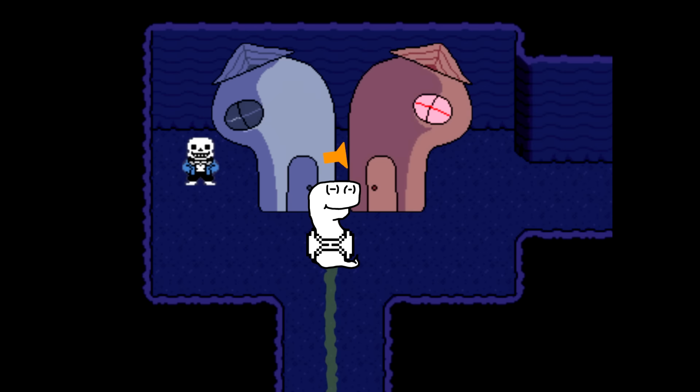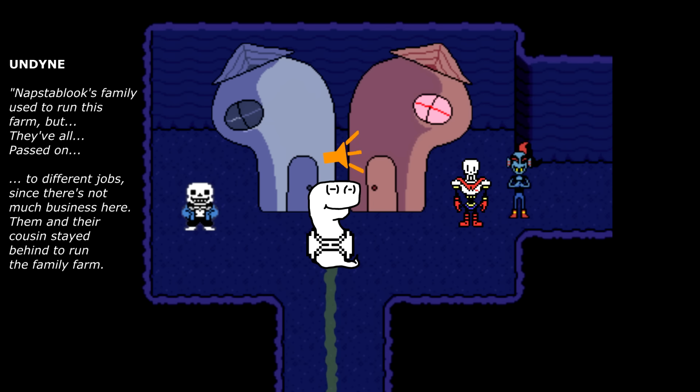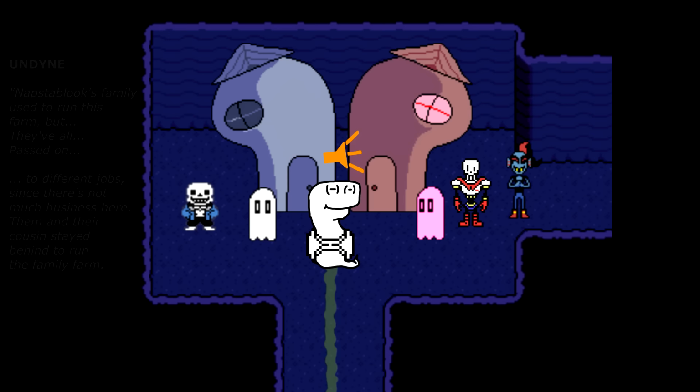It also makes sense that Sans and Papyrus are skeletons if they are native to the underground, and ghosts, like I've theorized. Undyne states that all of GasterBlook's family have passed on to different jobs, so these ghosts do have extended family and they did gain employment elsewhere, maybe as scientists.